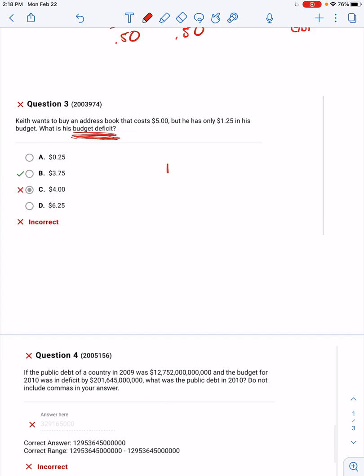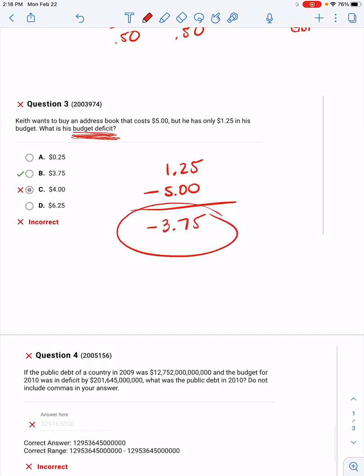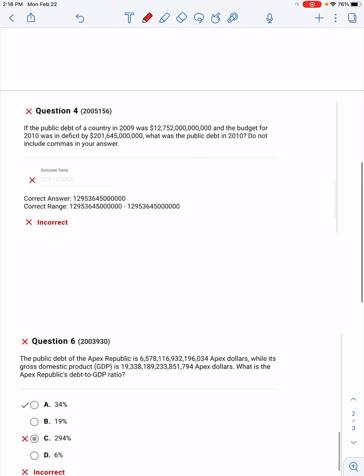So we're going to start with how much he has, $1.25. We're going to subtract the amount that he wants, and you can really do this either way. So $1.25 minus $5, that would be negative $3.75. So that shows us he's in the hole, or has a deficit of $3.75, okay? And that's it. You just subtract them.